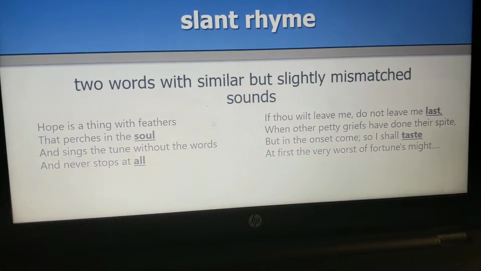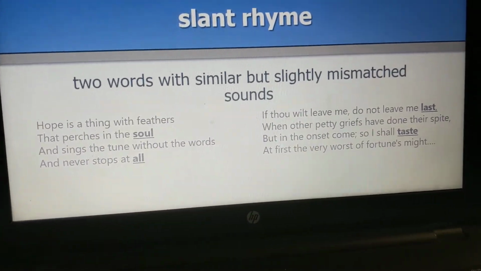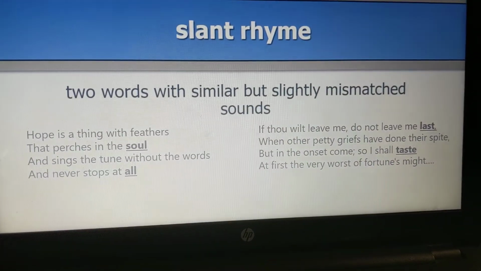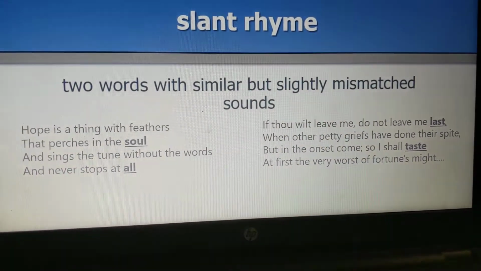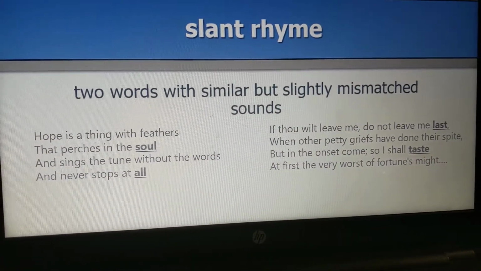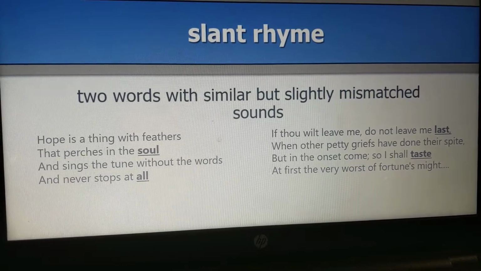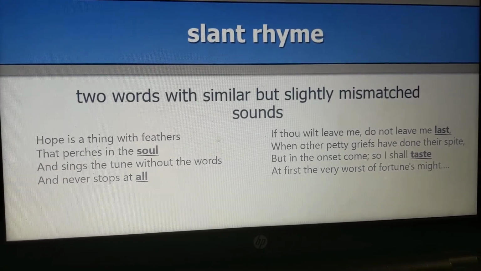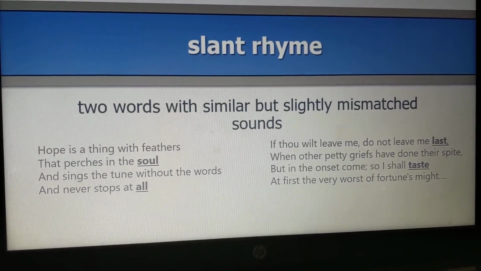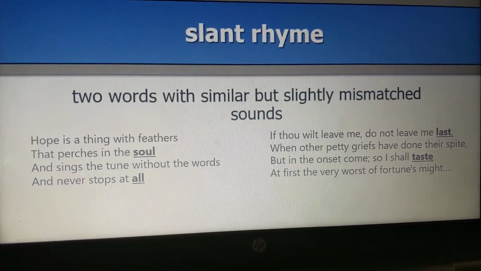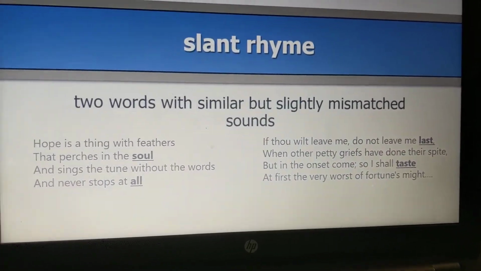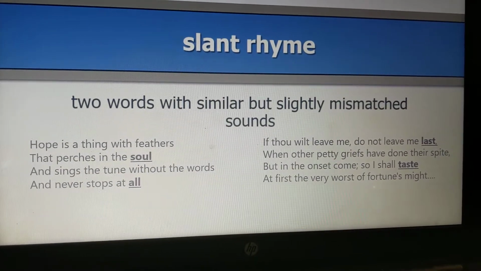It reads, "Hope is a thing with feathers that perches in the soul and sings the tune without the words and never stops at all." So the two words I want you to focus on for the slant rhyme are soul and all. They are not a perfect rhyme because we have the O sound in soul and the ah sound in all. O and ah are not the same sound, but they kind of sound like they go together. Enough to where they could kind of match.